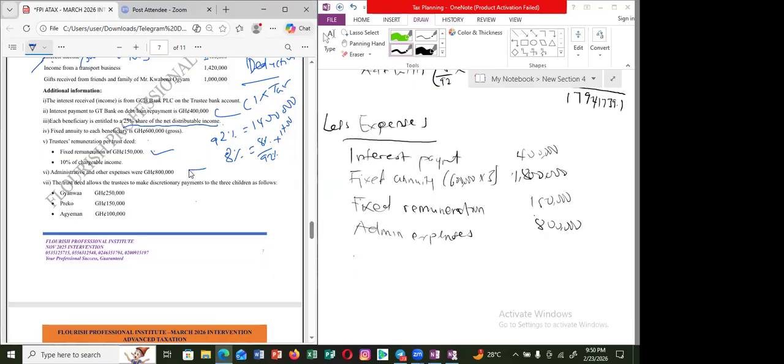The trust deed allows the trustee to make discretionary payments to the 3 children. So the trustee can choose to make some payments to the children. It's at the discretion of the trustee. It happens that payments were made of 250,000 to each of them. So the discretionary payments.